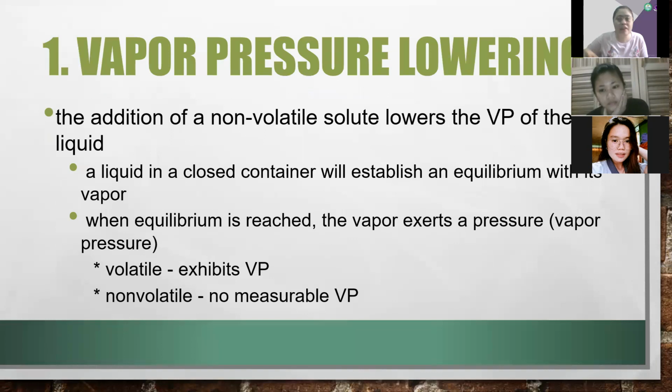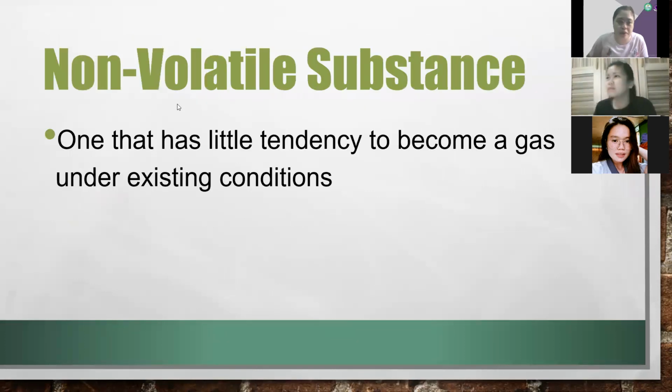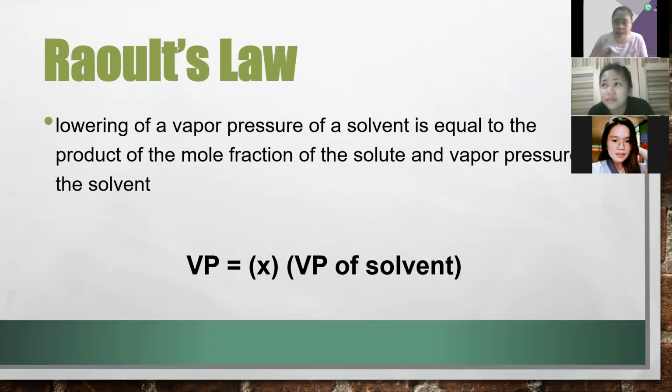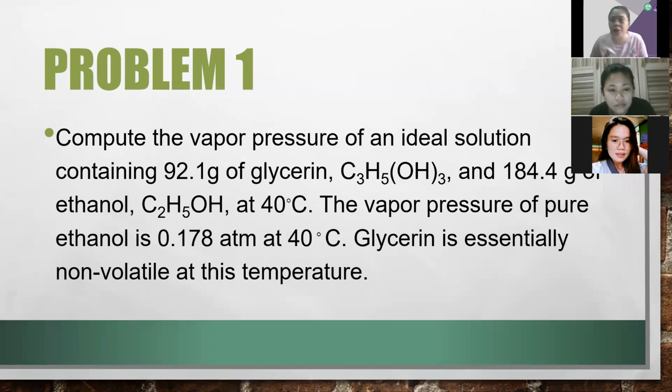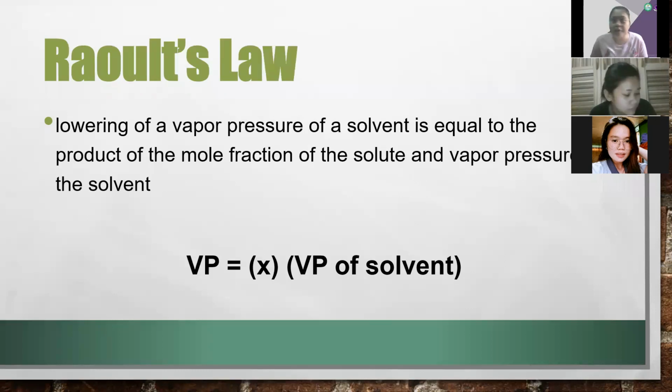And that will also consequently result in the decrease in the rate of evaporation of our solution. Just like when you add water to alcohol, the tendency of the alcohol to evaporate easily will actually decrease. So if we are going to compute for the vapor pressure, we will really observe there that there is a lowering of the vapor pressure.